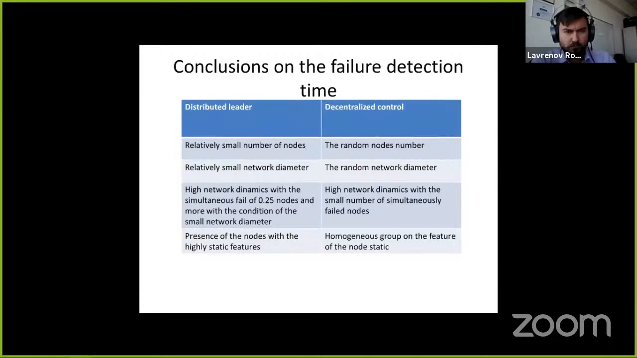Well, some preliminary conclusions were made, and here one can see that, for example, a distributed leader method is preferable when we have a relatively small number of nodes, relatively small network diameter, and high network dynamics with the simultaneous fail of 0.25 nodes and more with the condition of the small network diameter, and the presence of the nodes with the highly static features.